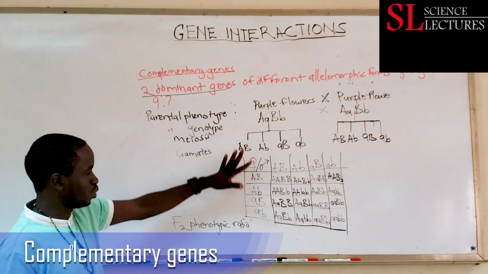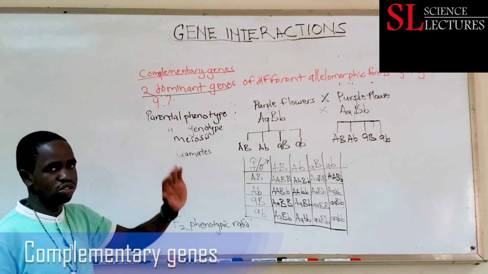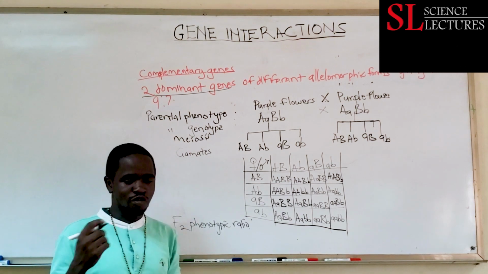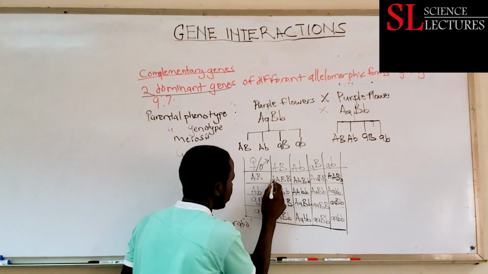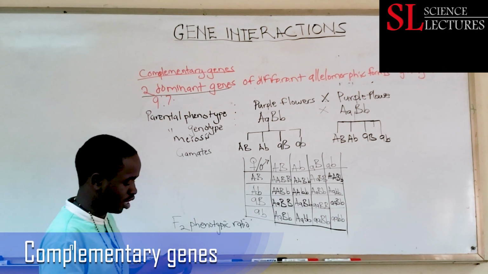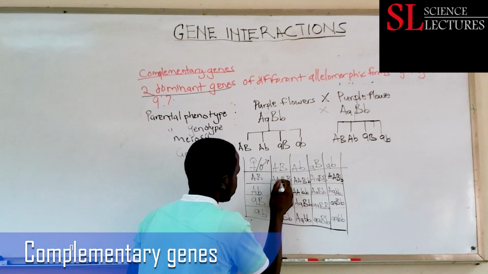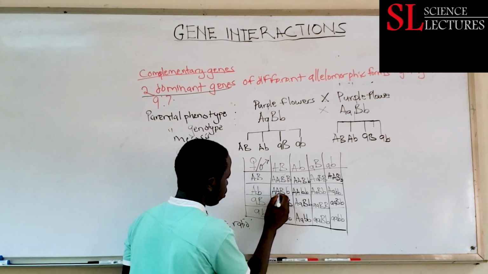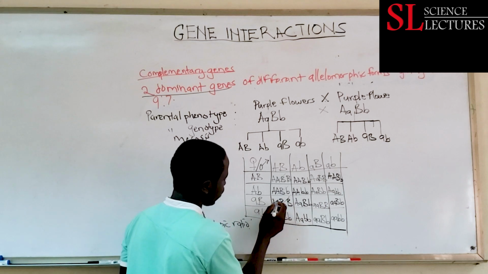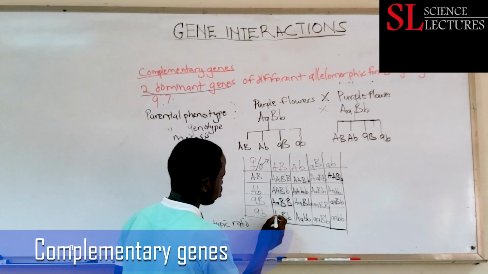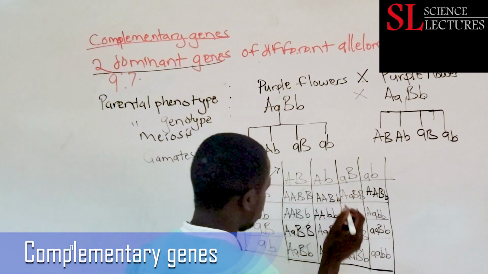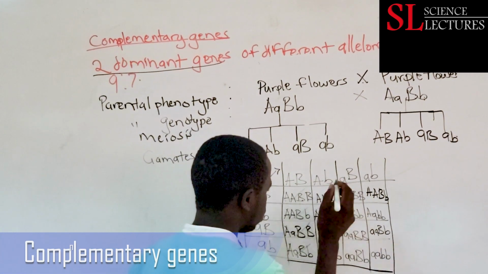So from that simple explanation, I want us to deduce the phenotype together. We've said for you to have purple flowers, you're supposed to have capital A and capital B. So we are going to cross together and identify which flowers are purple. So this one is purple. This one is also purple. You can see the capital A and the capital B. This one is also purple. You can see I have capital A and capital B. This one is also purple because I have capital A and capital B. Then this one is also purple because I have capital A and capital B.